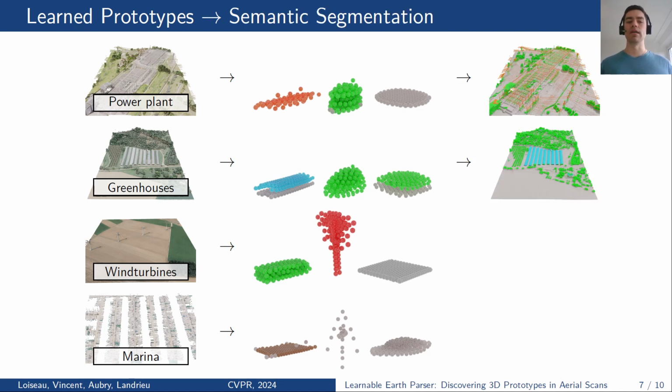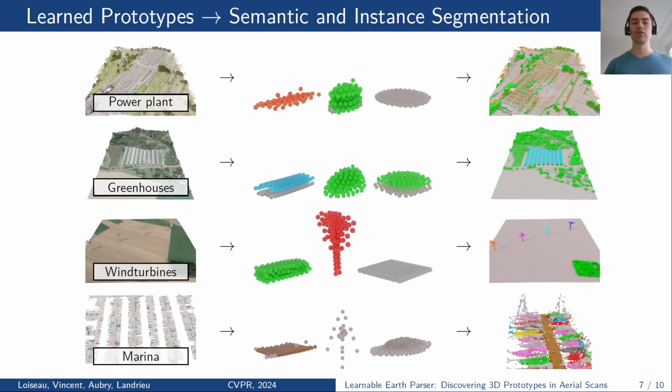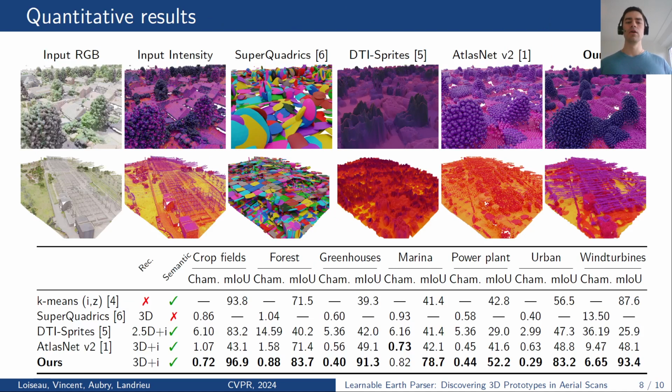After annotating the prototypes, we can use the reconstruction to perform convincing semantic segmentation of complex scenes. By considering each slot as a different instance, we can also perform instance segmentation of complex scenes, such as a marina, for example. We evaluated our method against others by comparing the semantic segmentation and the reconstruction performances. Thanks to our probabilistic slot and prototype selection, we demonstrate that the Learnable Parser can handle inputs with a variable number of objects using only a small set of learned prototypical shapes.